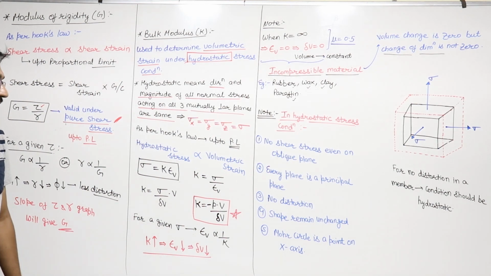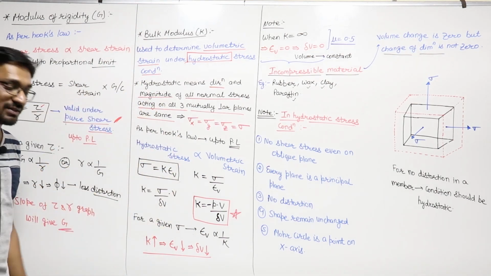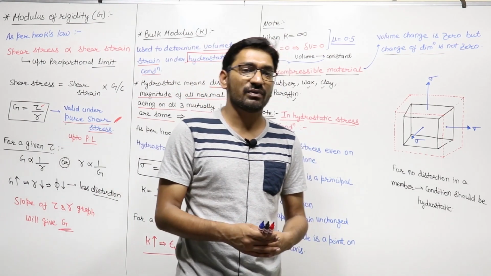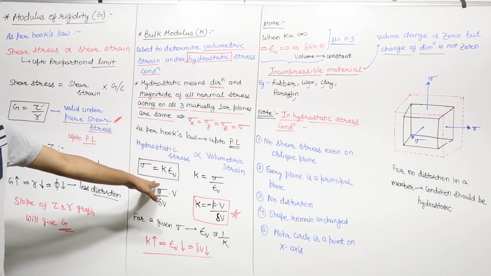So this is the meaning of your bulk modulus, which gives us the volumetric strain in case of a hydrostatic state of stress. This formula is only valid for hydrostatic state of stress.